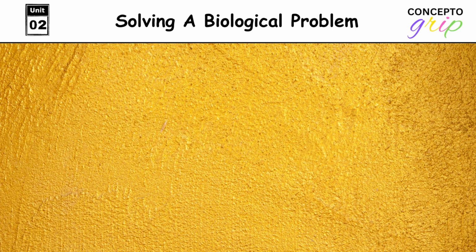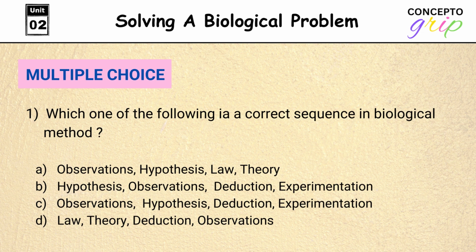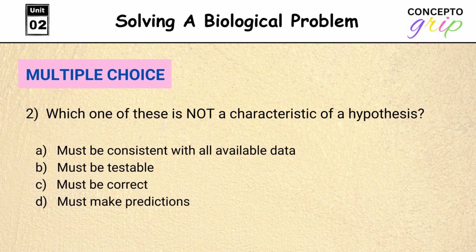MCQs. Number 1. Which one of the following is a correct sequence in biological method? A. Observations, hypothesis, law, theory. B. Hypothesis, observations, deduction, experimentation. C. Observations, hypothesis, deduction, experimentation. D. Law, theory, deduction, observations. The correct option is C. Observations, hypothesis, deduction, experimentation.